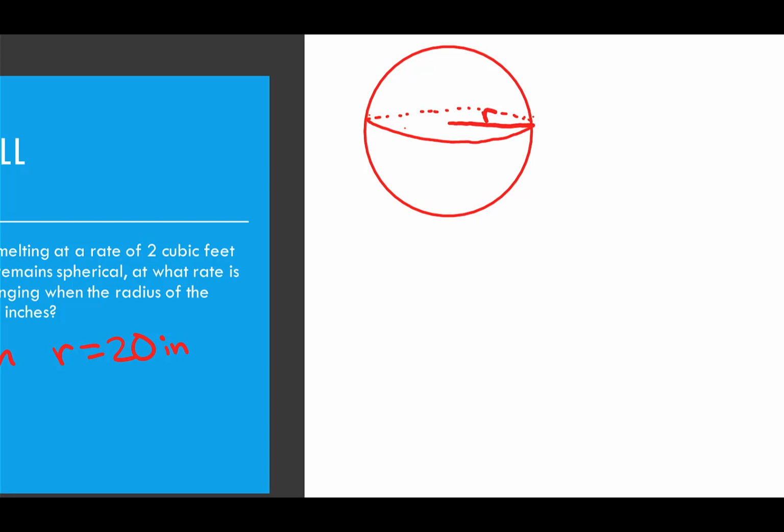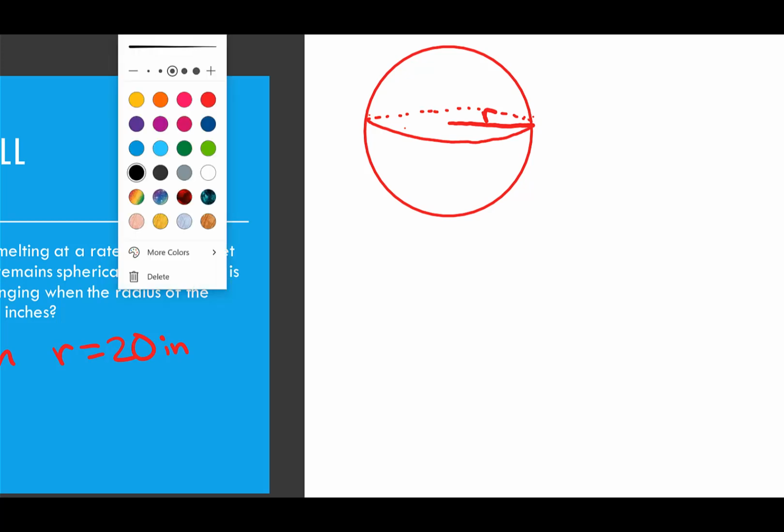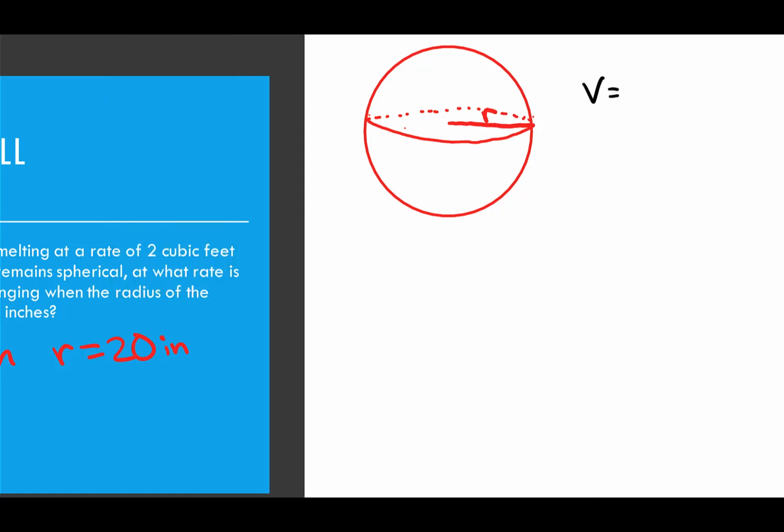Now we're going to need to know our formula. The formula for a sphere. Do you know the volume formula for a sphere? Well, good thing you're now on an online class, so you could look this stuff up if you ever forgot. So we'll say that the volume of our sphere is 4/3 pi r cubed.